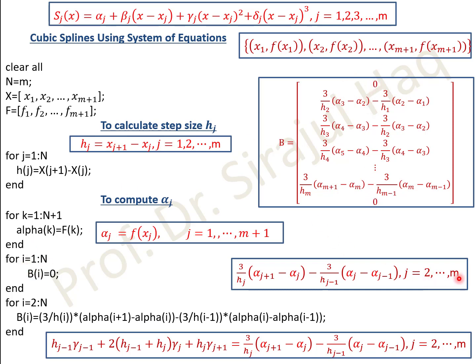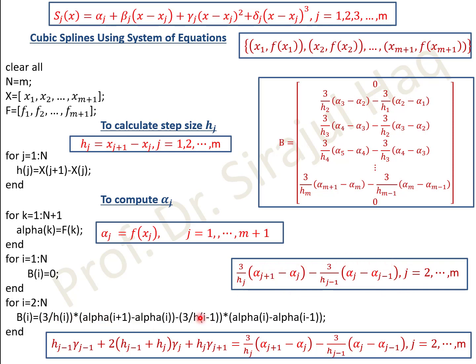Start from 2 up to m, 3 divided by h of j. So I have started this from i equal to 2 up to n, and n is equal to m if you look at your data before. Bi is equal to 3 divided by hi multiplied by alpha i plus 1 minus alpha i, minus 3 divided by h of i minus 1 multiplied by alpha of i minus alpha of i minus 1. So exactly I have written this equation, this term in this form.